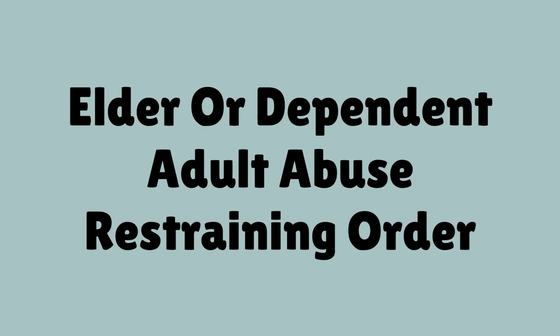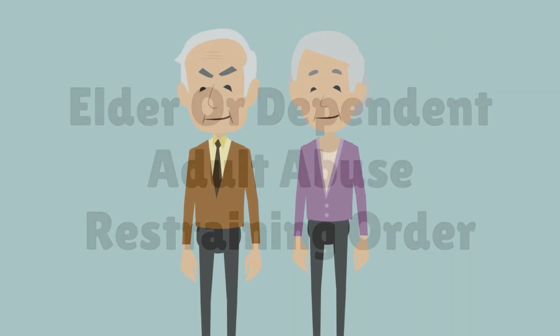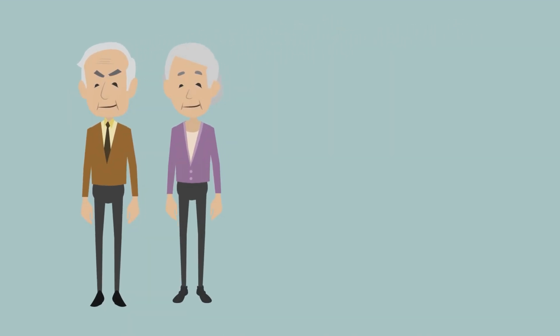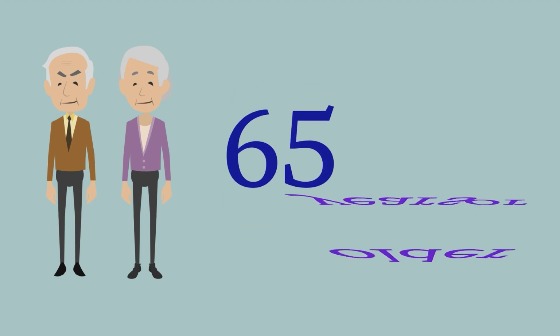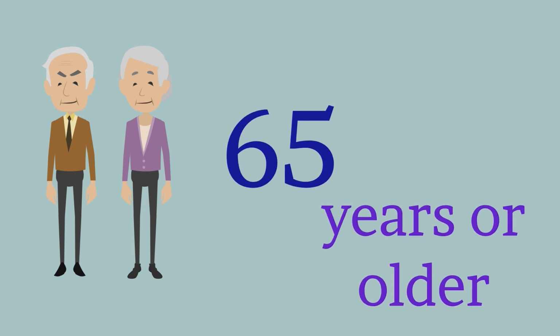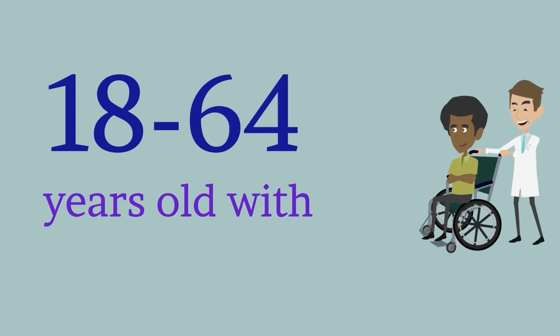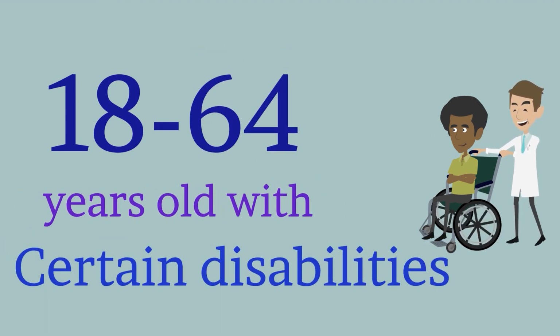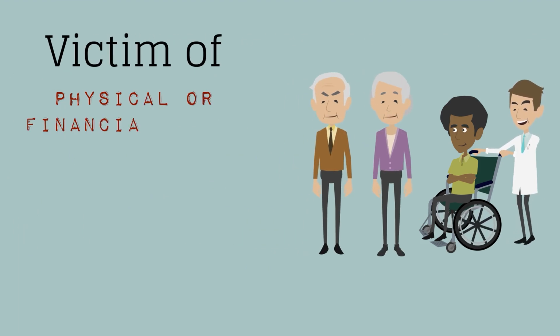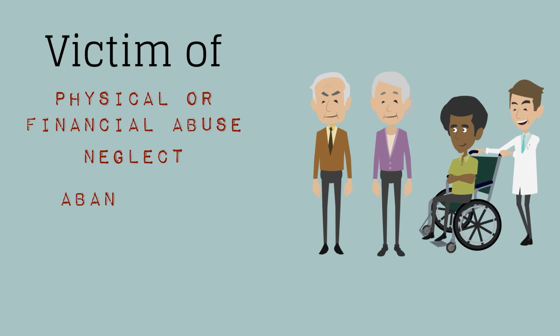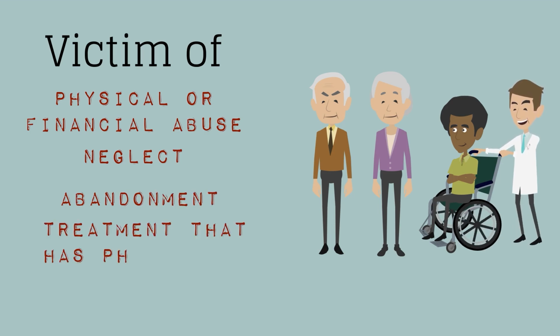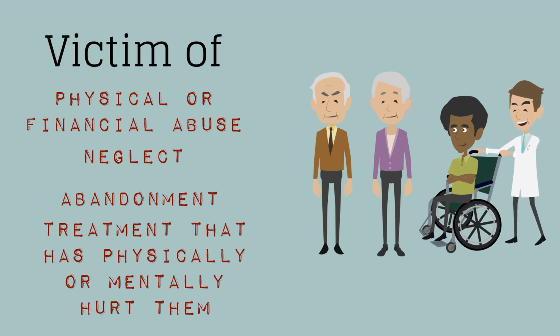Elder or dependent adult abuse restraining order. These restraining orders are for people 65 years old or older, or between the ages of 18 and 64 who have certain disabilities, who are a victim of physical or financial abuse, neglect, abandonment, or treatment that has physically or mentally hurt them.